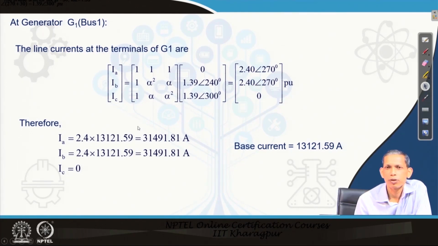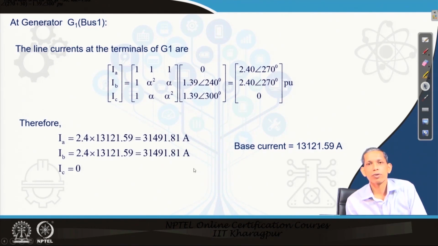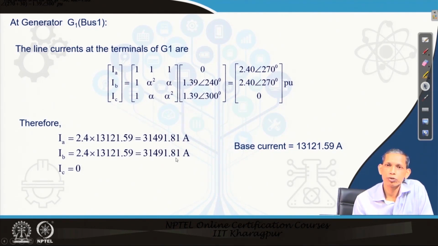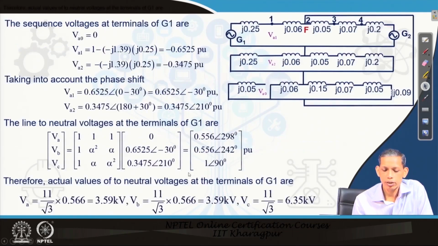Now, we see here the fault was in phase A only in the transmission line, but because of the delta connections there are currents in both phase A and phase B. Now, multiplying by the base currents for generator 1, we get the corresponding phase A current in amperes: 31491.81 ampere in both phase A and B, IC current being 0.